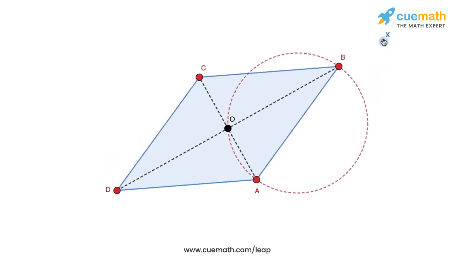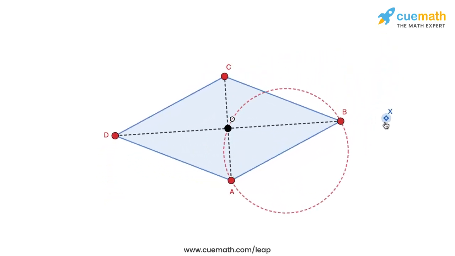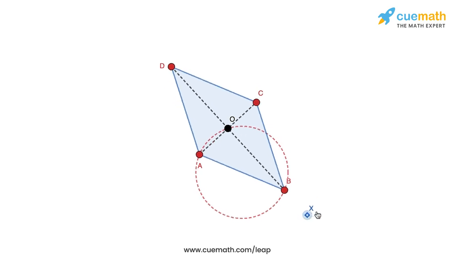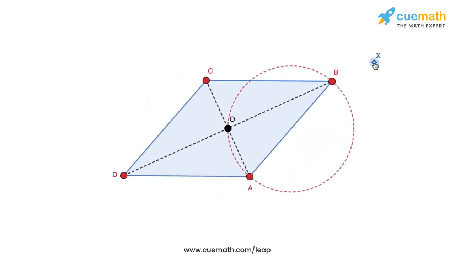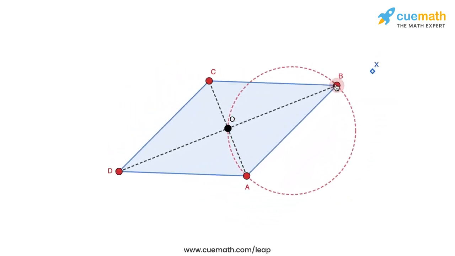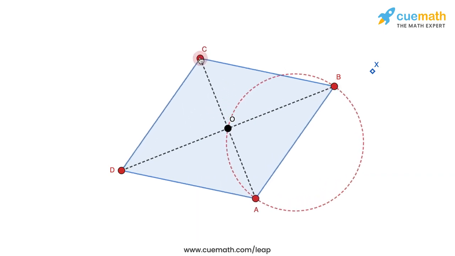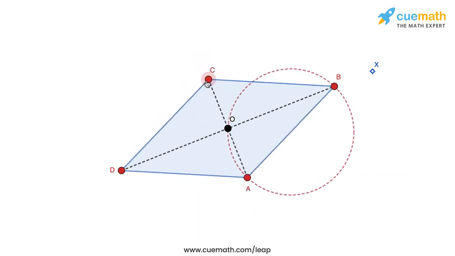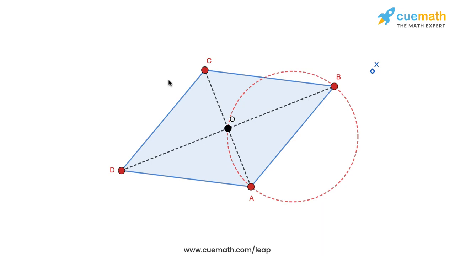And even if I move around the rhombus and change its size and shape, I can see that this circle always passes through the point O. Can you guess why? Can you visualize why this happens? Why this circle always passes through the point O? Well, the answer is actually very simple.